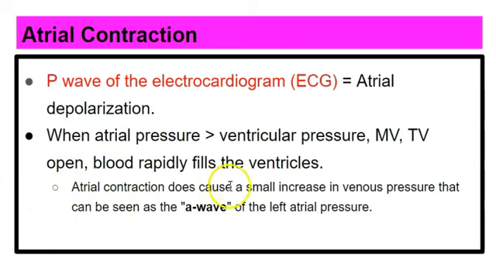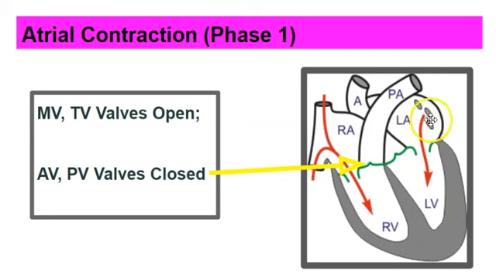So atrial contraction does cause a small increase in venous pressure that can be seen as the A wave of left ventricular pressure. Basically, if you look at the cath lab and the waves that they measure, there is a little bit of back pressure into the pulmonary veins when the atria contract. Remember, the LA is filled by the pulmonary veins, four of them coming in here. A little atrial pressure contracting right here will push a little bit of pressure back that way and cause a little curvature in the cath waves when we measure in the cath lab.